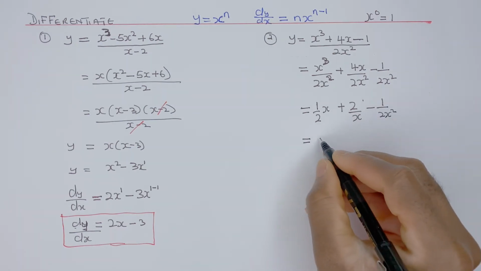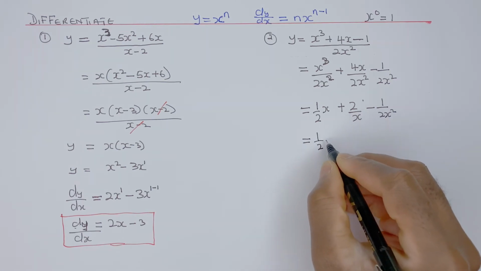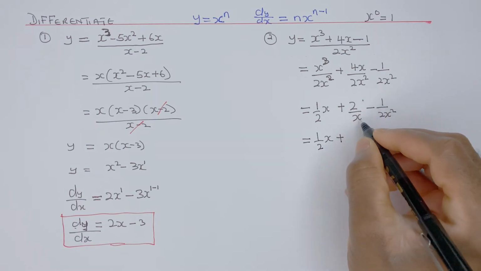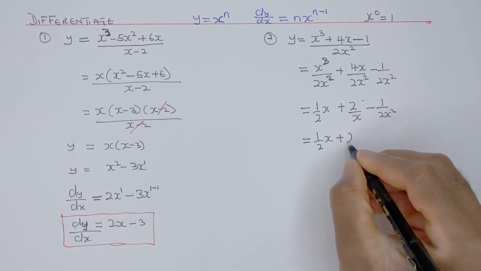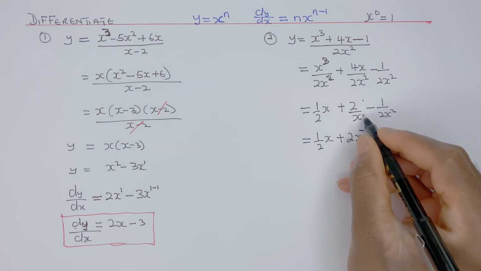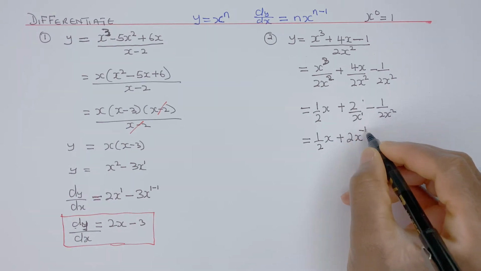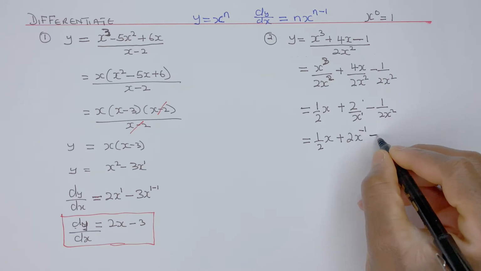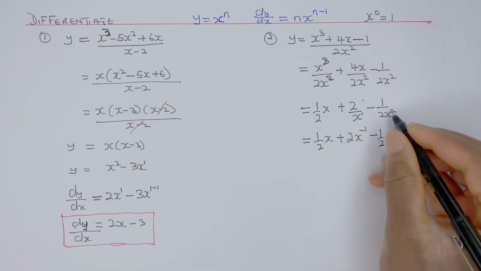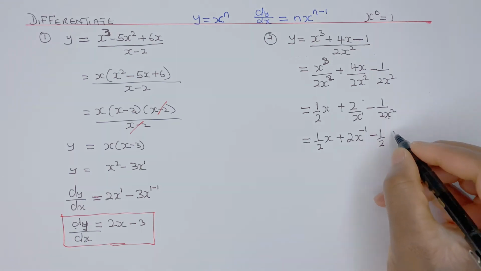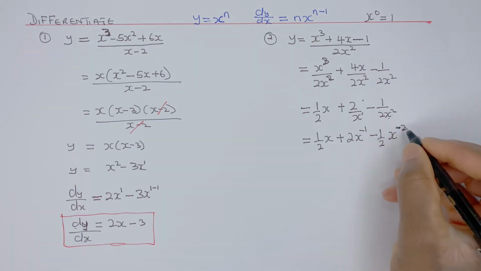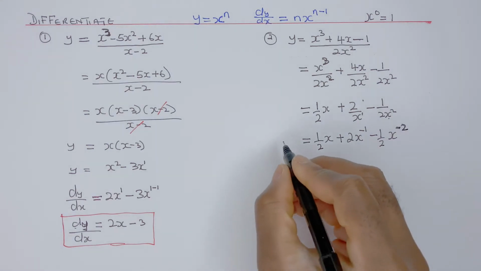And now what we need to do is 1 over 2x, plus 2 over x. So that would be 2x to the power minus 1 in indices because there's a 1 here. Minus, this one is a half, that's 1 over x squared. So that would be x to the power minus 2. That's how we write that in indices.